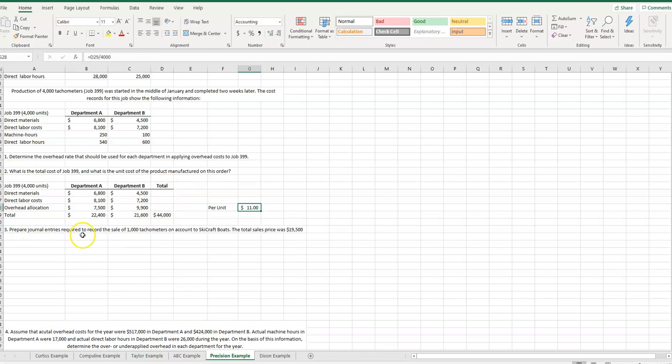In Part 3, we're asked to prepare the journal entries required to record the sale of 1,000 tachometers on account to Ski Craft Boats. So we prepare our journal entries. Remember, we have two entries. We have the first one to record the sale. We sold this on account, so we're going to debit accounts receivable for $19,500. Our credit is to sales revenue.